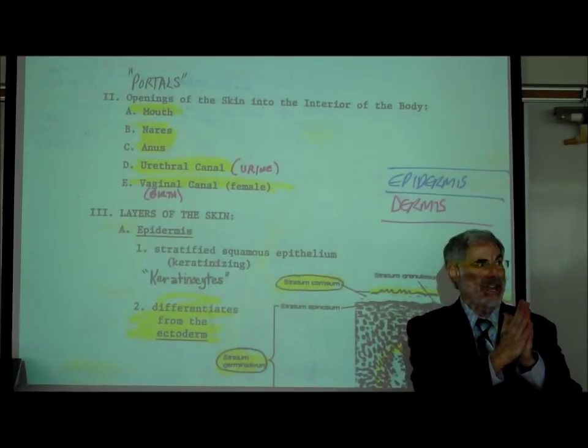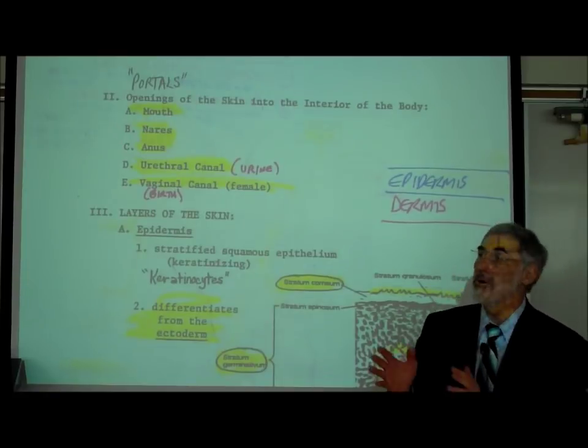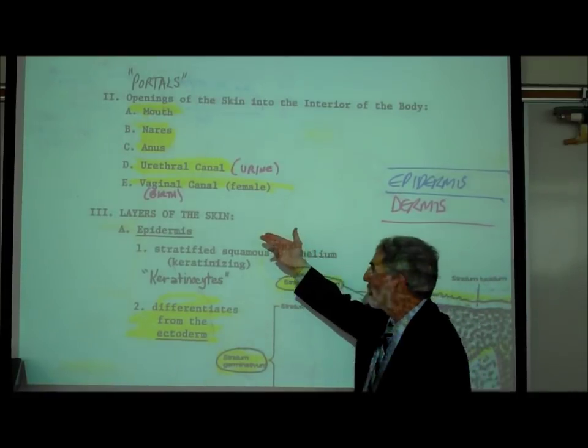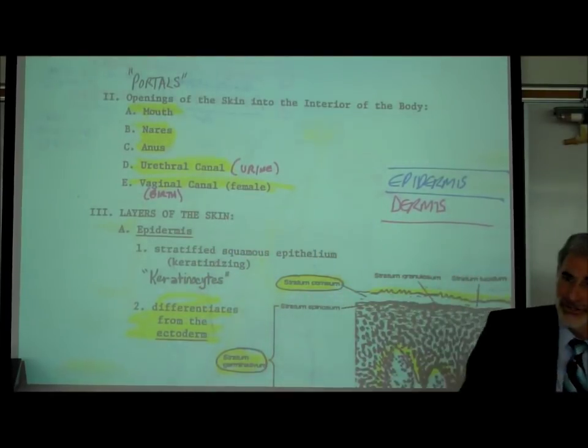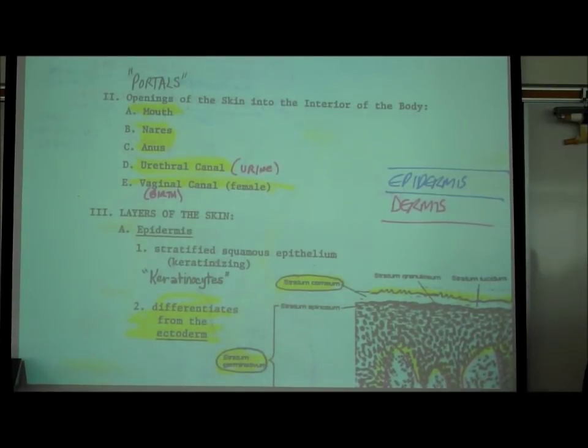Guys have one opening. The urethral canal is not only for urine to come out, but also sperm. But women have a separate opening for reproductive function, separate from the opening for urine. That's the vaginal canal, and women do get vaginal infections. So these are the natural entry points into the body.